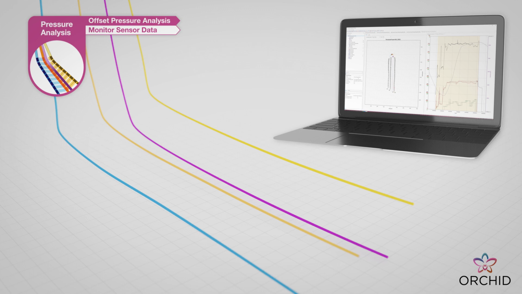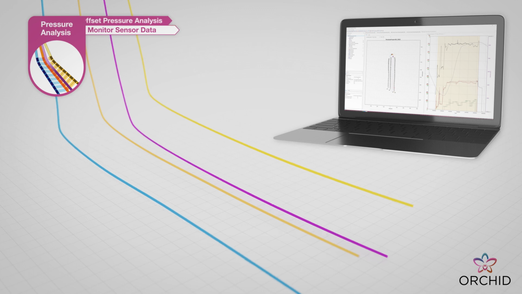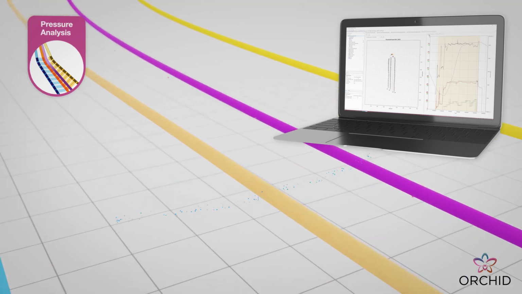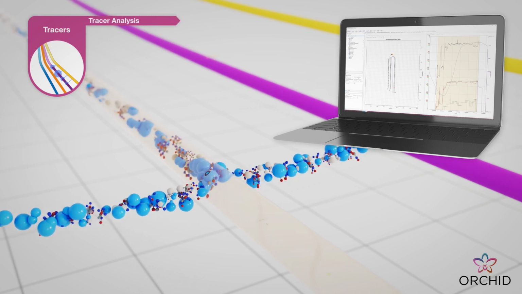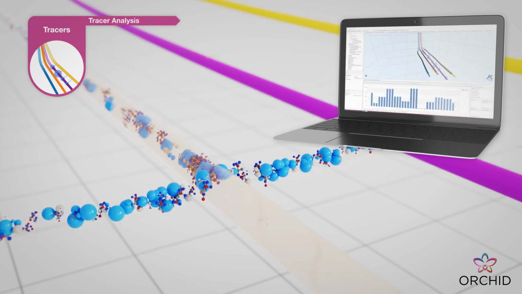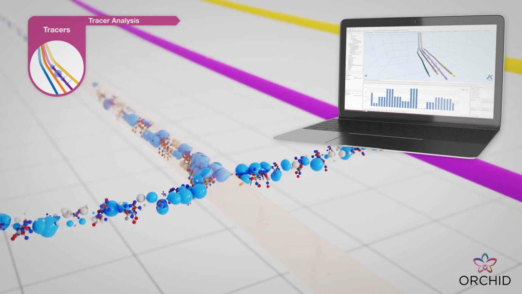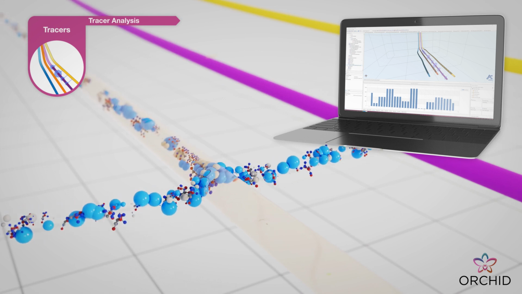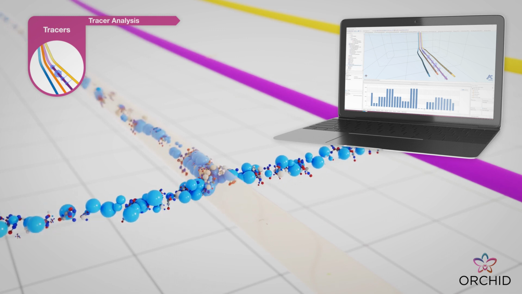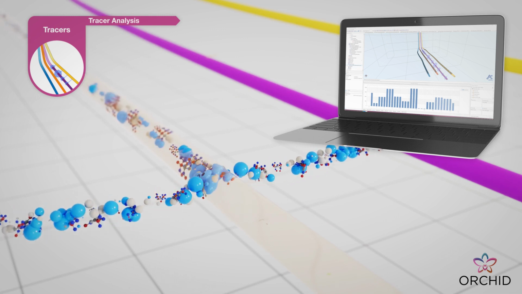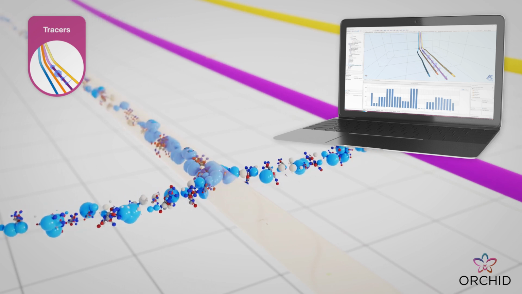To understand how efficient a specific completion design is at creating a fracture, one common diagnostic used is chemical tracers. Water, gas, or oil-based, Orchid can represent the chemicals injected and recovered in 3D views, data tables, and histograms to assess reservoir conditions and optimize production.